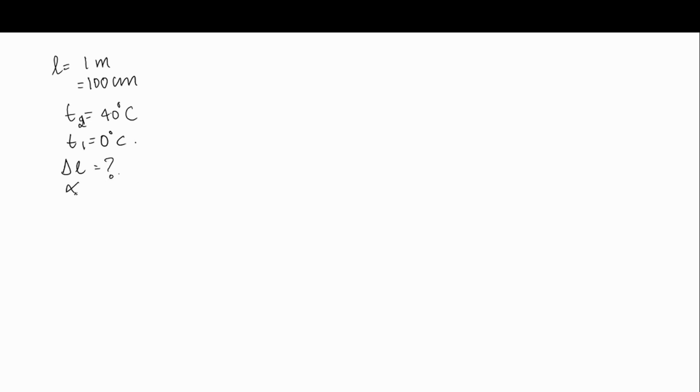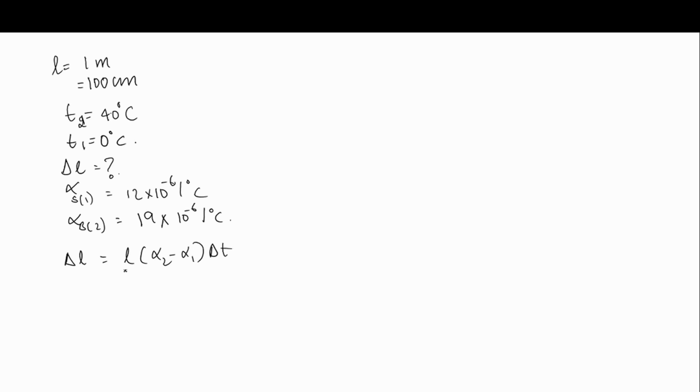Where alpha of steel is given, we'll take this as alpha 1, which is 12 into 10 to the power of minus 6 per degree Celsius. And alpha of brass is given, which is alpha 2, 19 into 10 to the power of minus 6 per degree Celsius. So we know delta L is equal to L into (alpha 2 minus alpha 1) into delta T. Delta L we need to find.